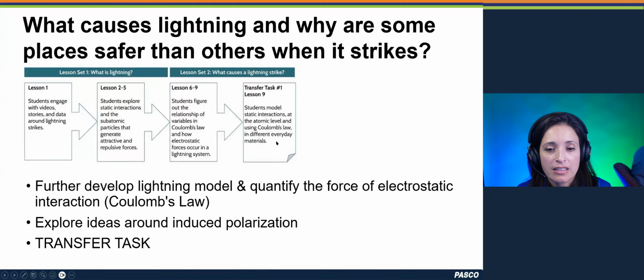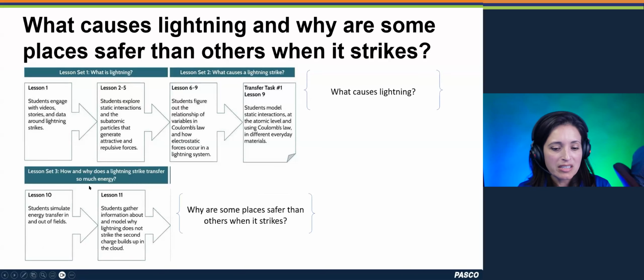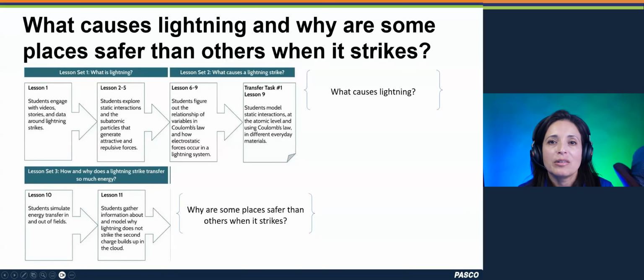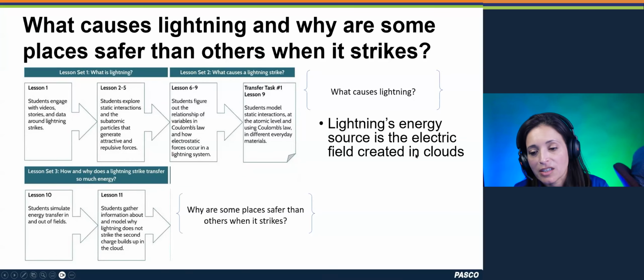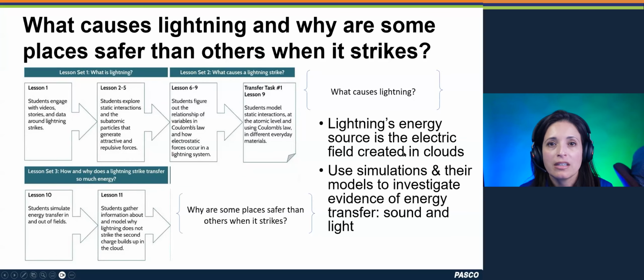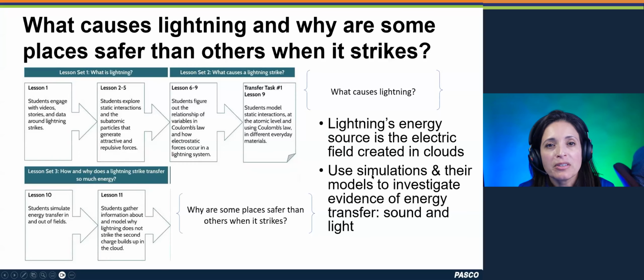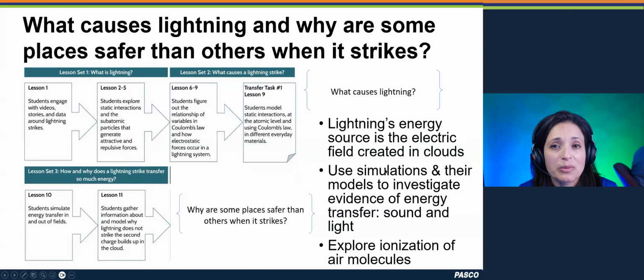So moving on then to the next lesson. Now that we know what causes lightning, we can start looking into why some places are safer than others when it strikes. We confirmed that lightning's energy source is the electric field created in the clouds. We've used simulations and models to investigate evidence of energy transfer. Sound and light are the evidence that we notice. And we explore the ionization of air molecules.